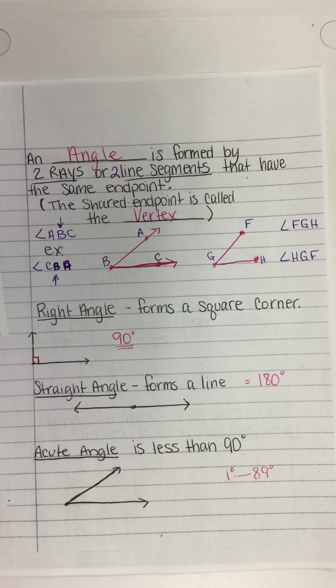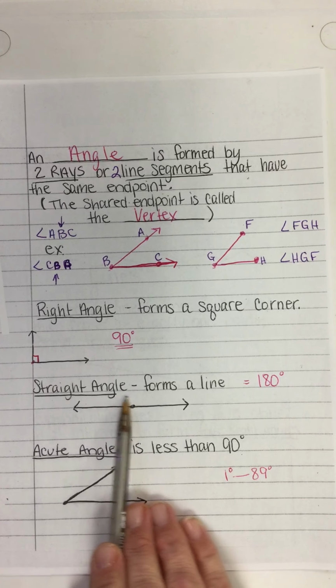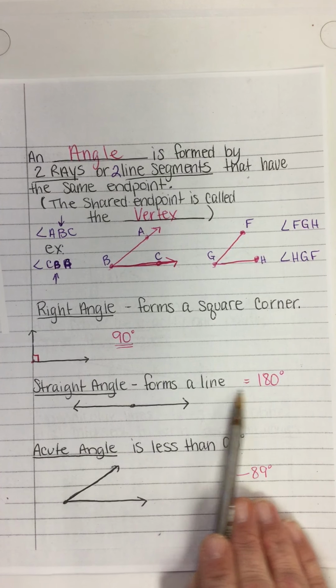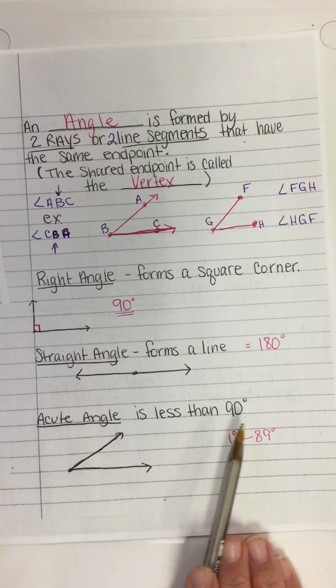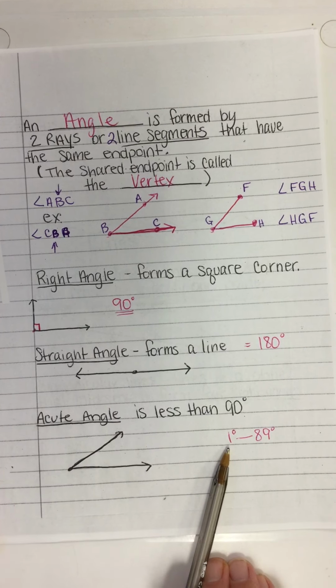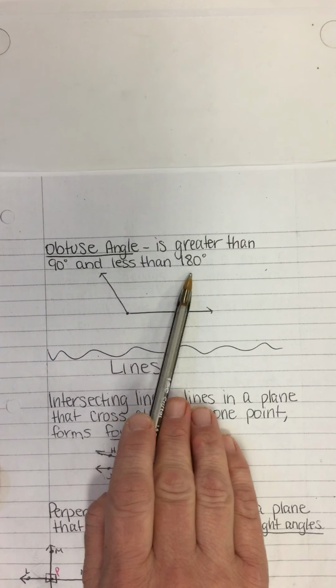Okay, a right angle forms a square corner and it's 90 degrees. A straight angle forms a line that is 180 degrees. An acute angle is less than 90, so that means it's between 1 and 89 degrees. An obtuse angle is greater than 90, less than 180.